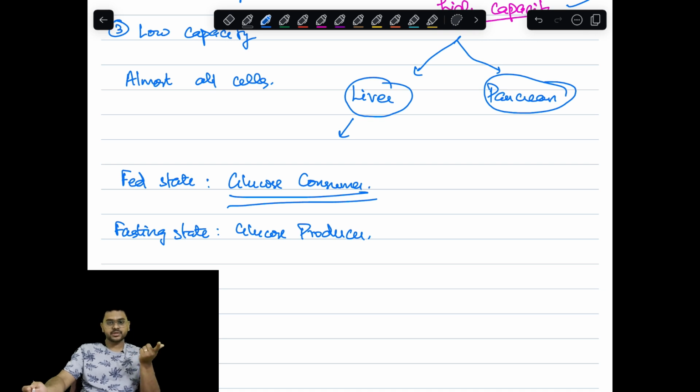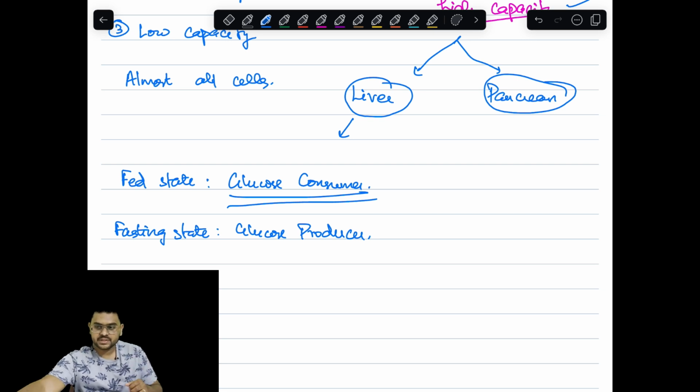But in fasting state, what happens? The glucose level in blood goes down. So the glucose that reaches the liver is very less. In that case, the glucokinase, the Km will not be achieved. So since it is a low affinity enzyme, it will not go and combine with the substrate only. Its activity will be very minor. So no need to worry in fasting state.